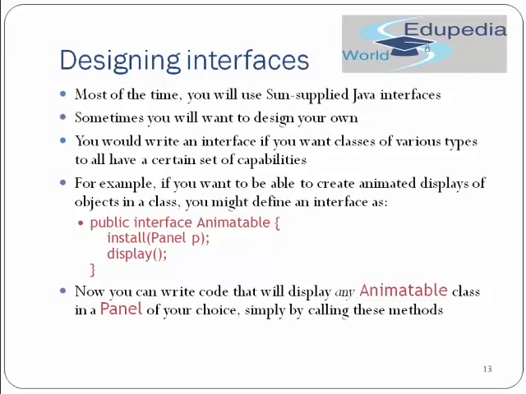For example, if you want to be able to create an animated display of objects in a class, you might define an interface as you can see: public interface Animatable, and then we have install and display, two methods which are by default public and abstract. Okay, now you can write code that will display any Animatable class in a panel of your choice, simply by calling these methods.